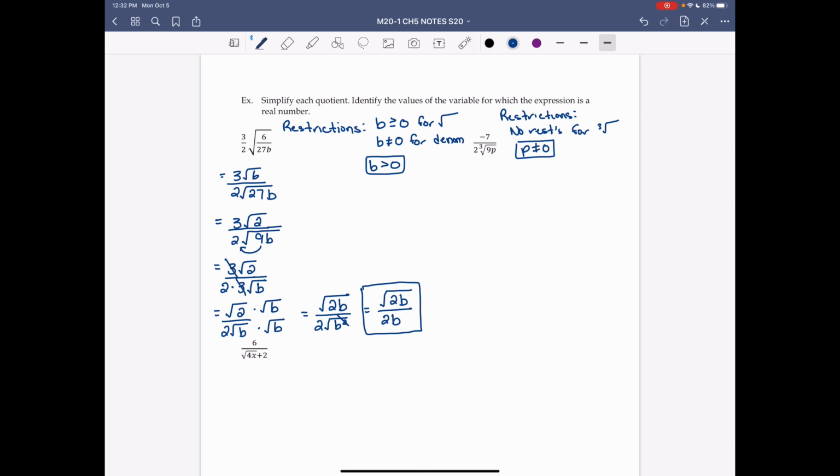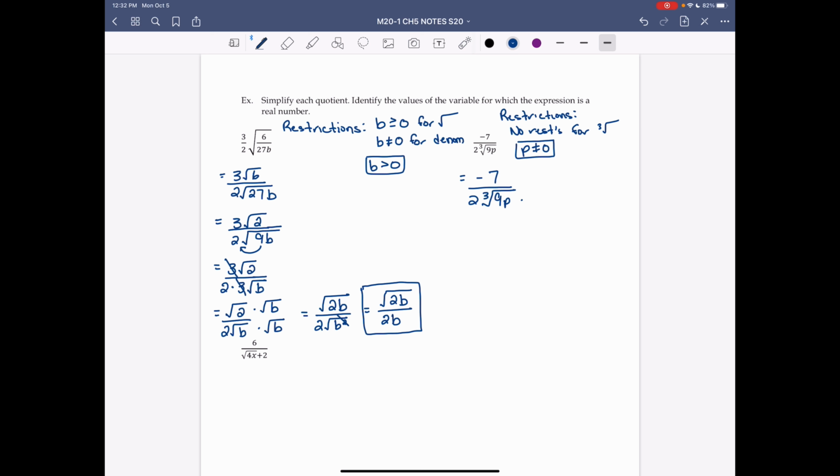Let's simplify, starting out with, can we reduce our coefficients, -7 and 2? No, we can't. Can we reduce our radicands? No, because we don't even have a radical on the top. Can we simplify our radical on the bottom? No, we cannot simplify cube root of 9 or cube root of p.